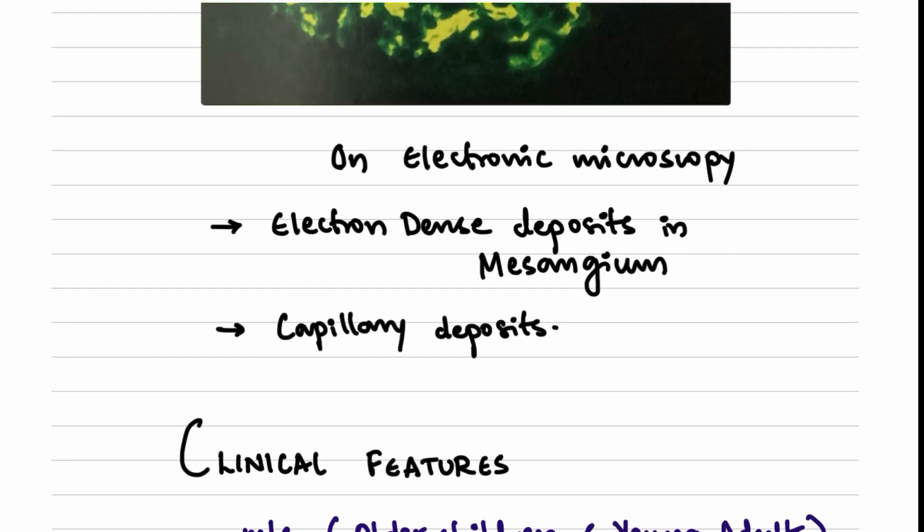So on electron microscopy, what do we see? On electron microscopy, there will be electron dense deposits in the mesangium as well as capillary deposits. So these two are the classical features that we see on electron microscopy of an IgA nephropathy patient.